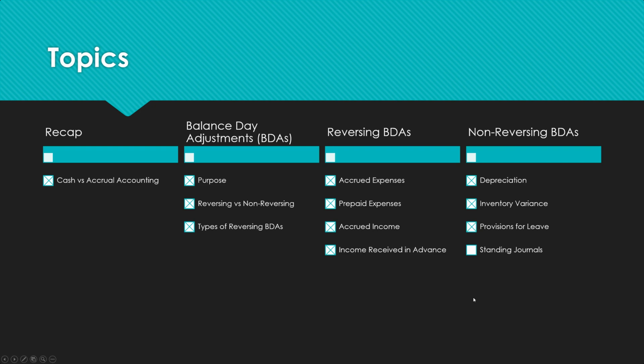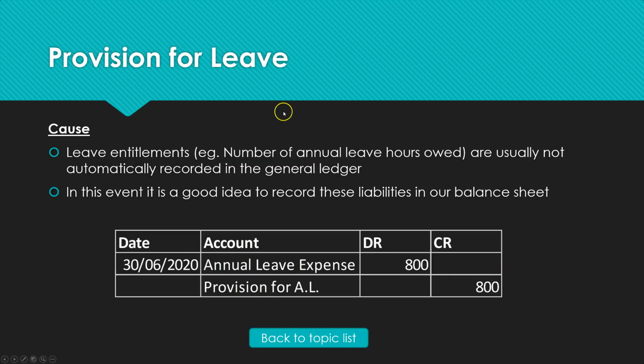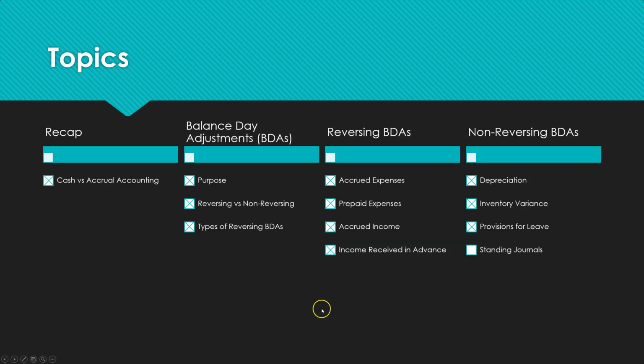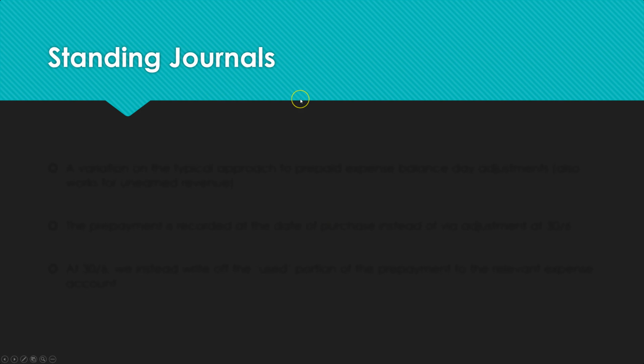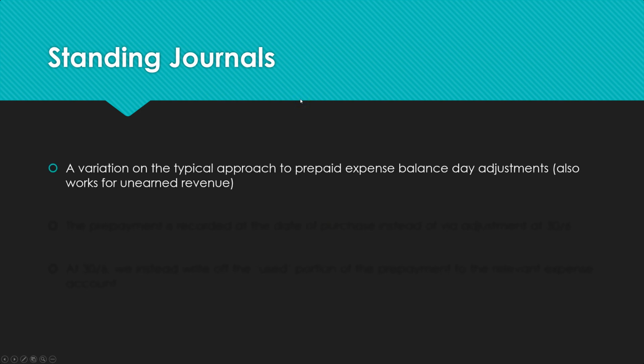All right, very last topic for today, and that is standing journals. Okay, standing journals. Let's look at those. Standing journals are variations on the typical approach to a prepaid expense balance day adjustment. They actually work for unearned revenue as well, but we're going to focus on the more common one, which is the prepaid expense standing journal.